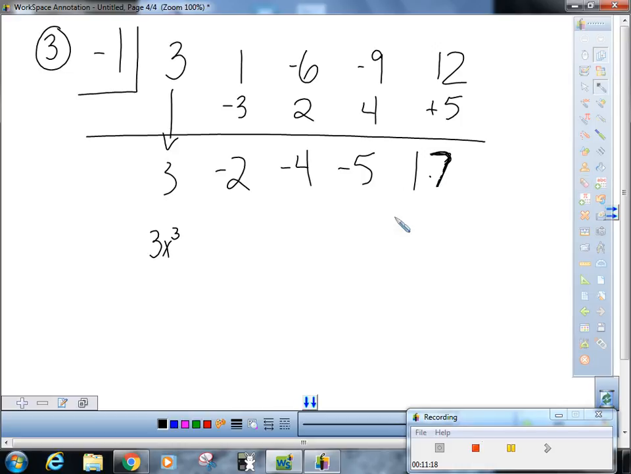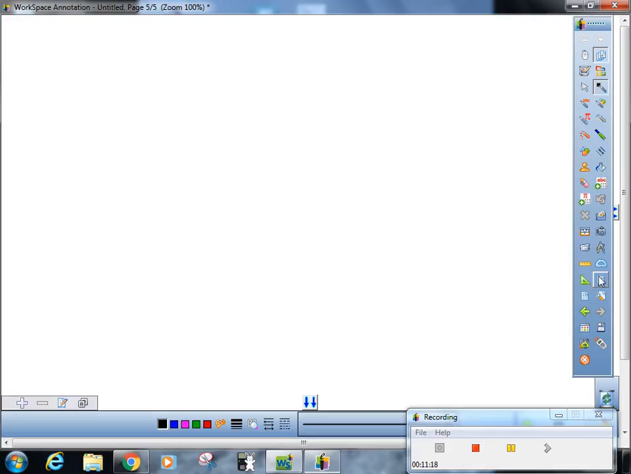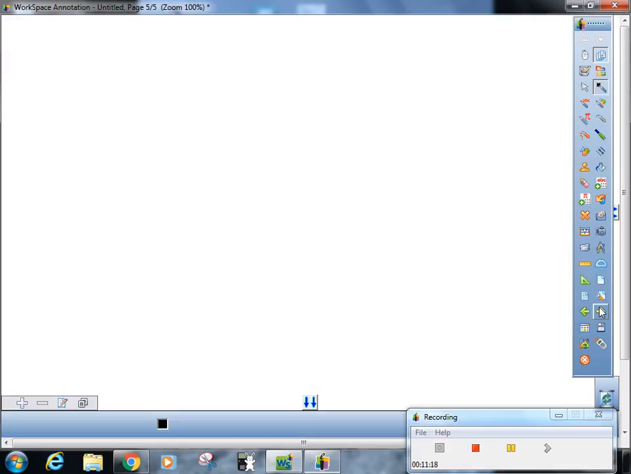Now we're right. 3x cubed minus 2x squared minus 4x minus 5 plus 17 out of, now I got to look at my paper again, x plus 1. Okay, one more together. Did everybody get that? Thanks for catching my mistake.